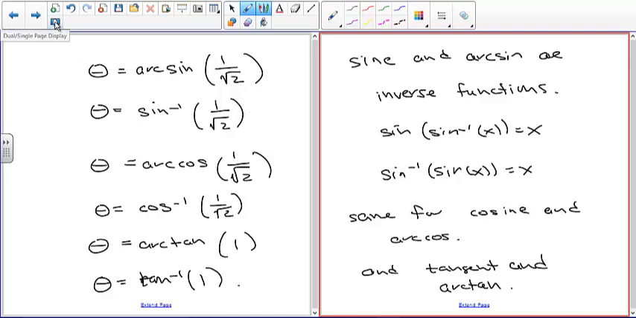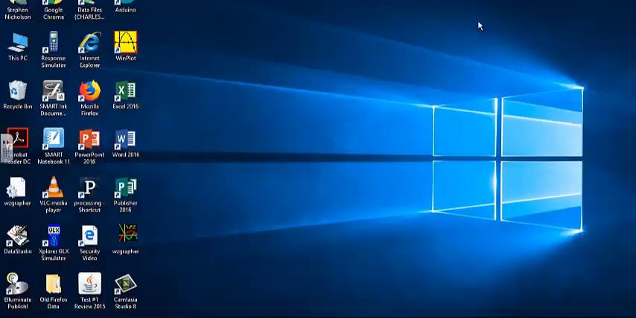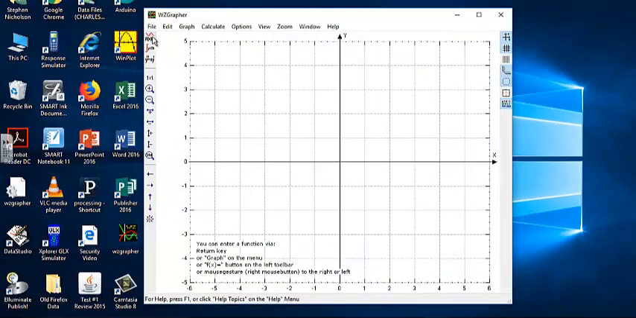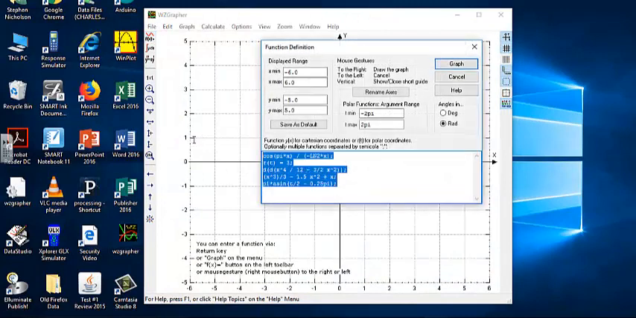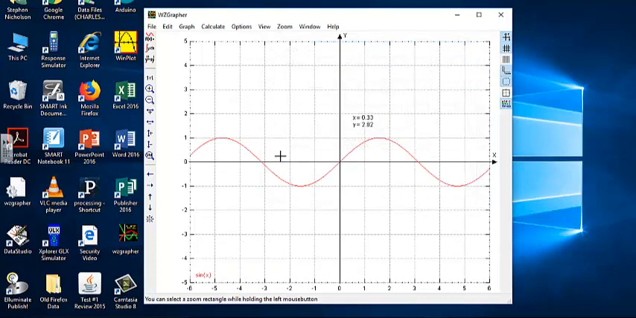One other thing: let's go to my graphing program here. If I plot the sine of x, it looks like that.